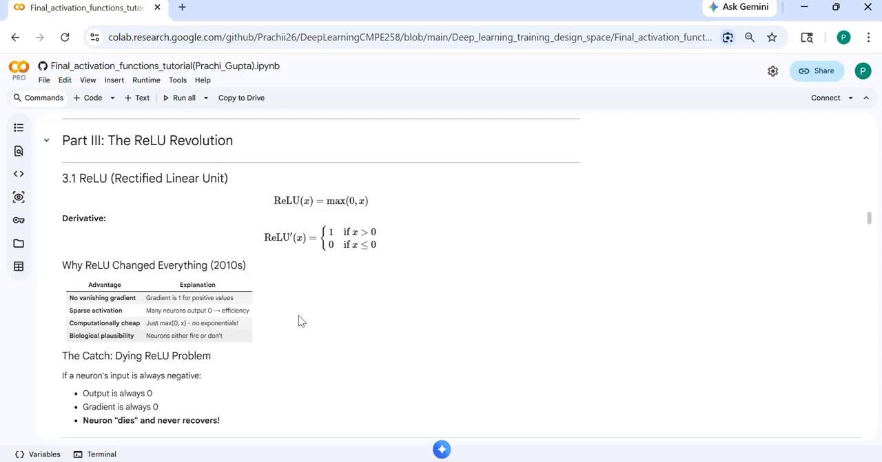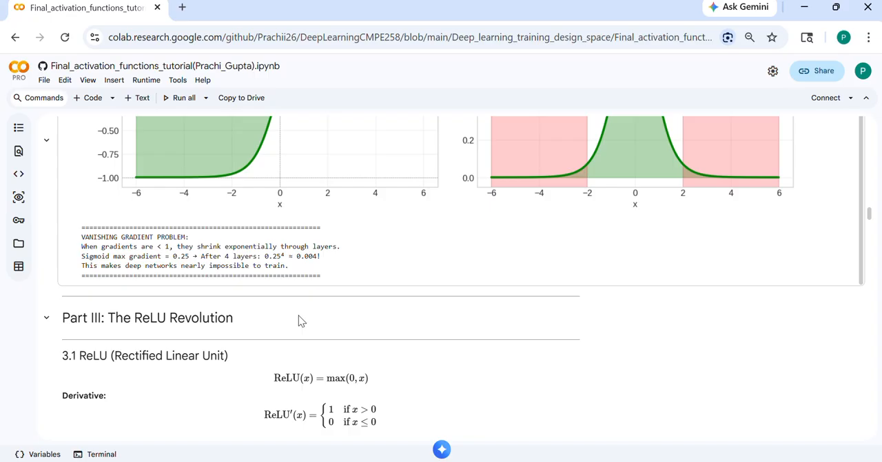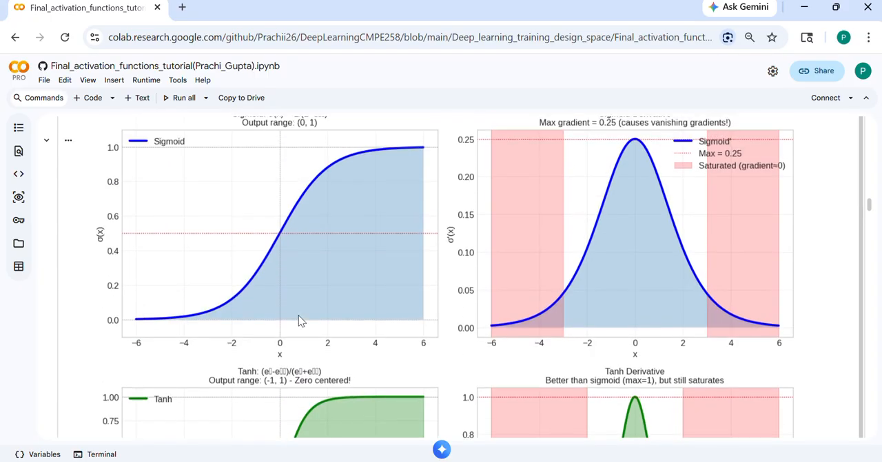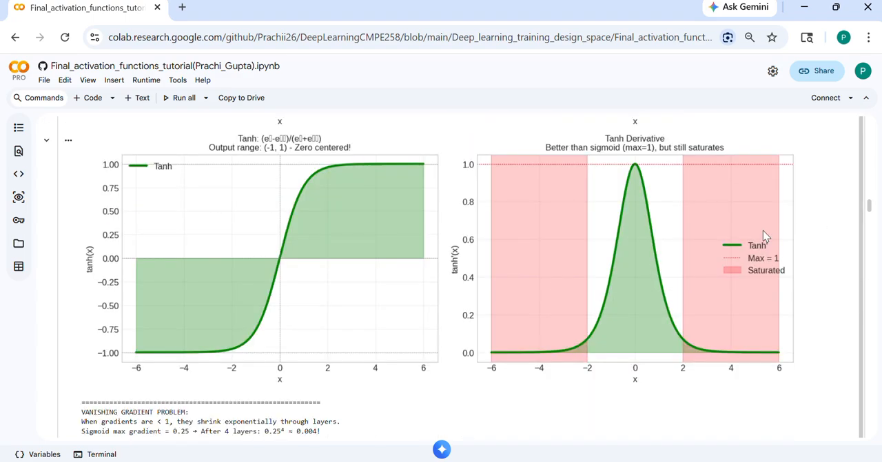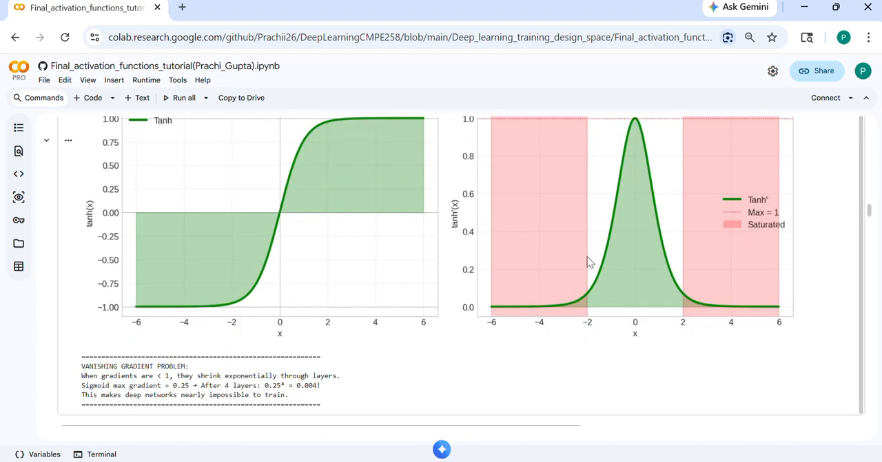This makes deep neural networks nearly impossible to train. So in this cell, I have plotted four graphs for the sigmoid derivative and tanh derivative. In the derivative plots, we can clearly see the gradient approaches zero at the extreme values. At these extreme values, it is reaching zero. This explains why gradients shrink as they propagate backward through layers, making the learning very slow in deep networks.